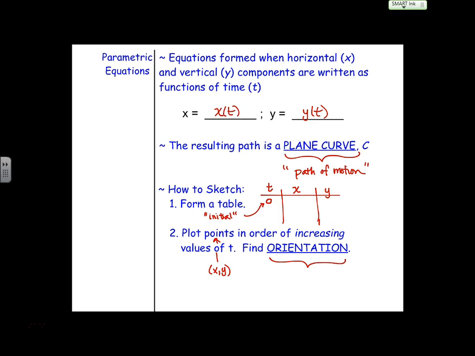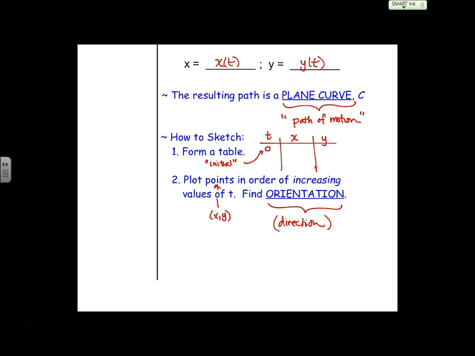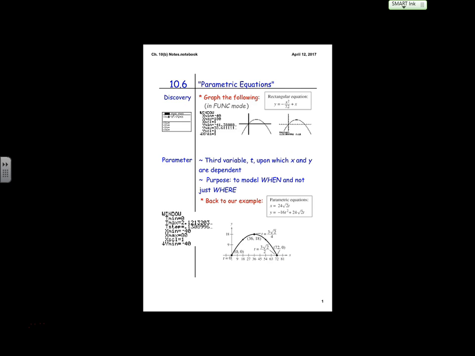The orientation is what direction the movement is going in, and that direction is shown by arrows. Arrows drawn in the graph itself. Orientation just says, okay, not only do I see where it's going, and I can find when it's going to be at each of these different positions, I can also see what direction it's headed, and that's what you guys saw on the page before on this one.